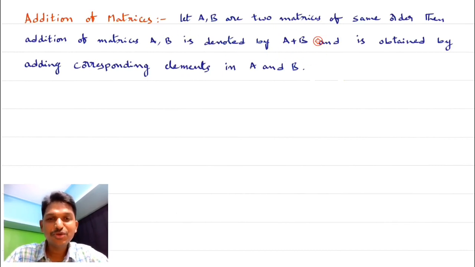It is a simple point only. Addition of matrices A, B is denoted by A plus B and is obtained by adding corresponding elements in A and B. While doing an example, I'll explain this more clearly. Here two things you need to know: A and B must be of same order, and A plus B is obtained by adding corresponding elements in A and B. Now, we will try to understand this definition with an example.